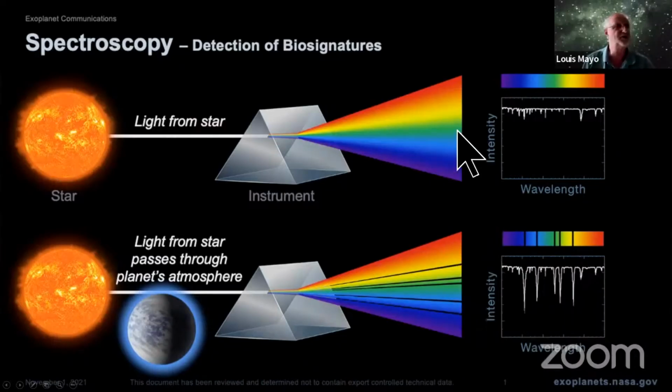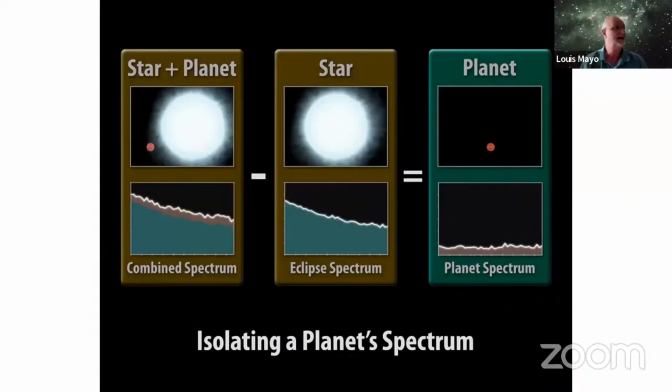So we now have these two spectra. We have a spectrum of the star by itself, and we have a spectrum of the star plus the planet's atmosphere. And so now what you can do is you take the spectrum of the star plus the planet, you subtract the spectrum of the star, and you're left with the spectrum of the planet.